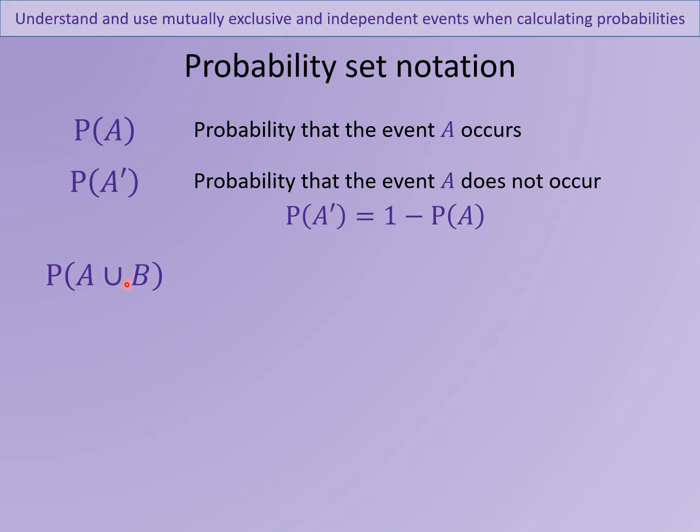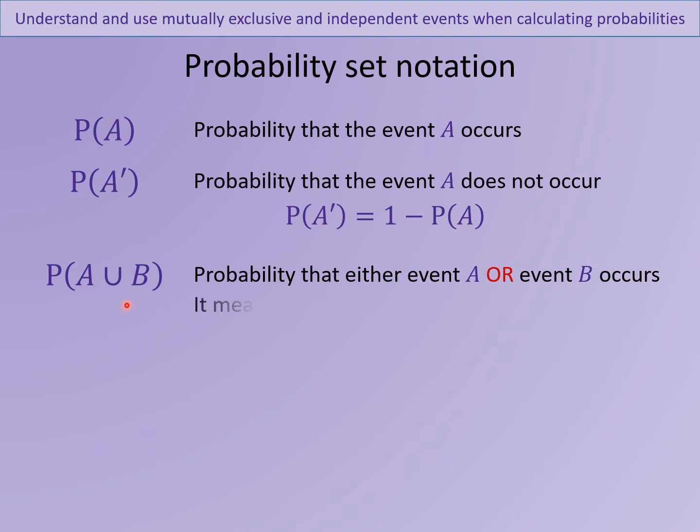We've got this side. This means the union. So the probability of A union B means the probability of event A or event B. Alright, so the probability that either event A happens or event B happens. So one or the other. It stands for union, like I said.